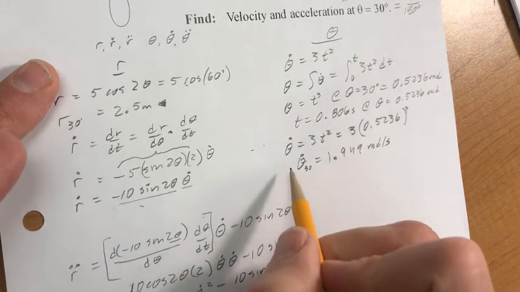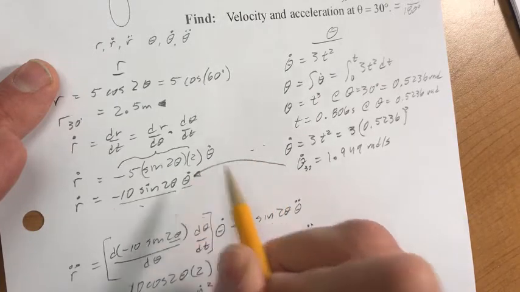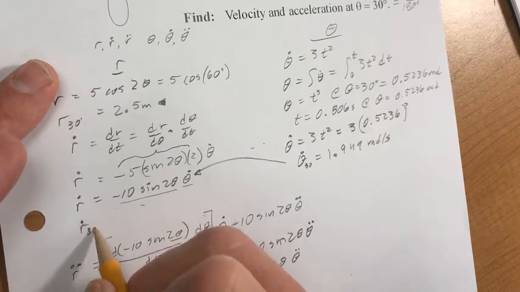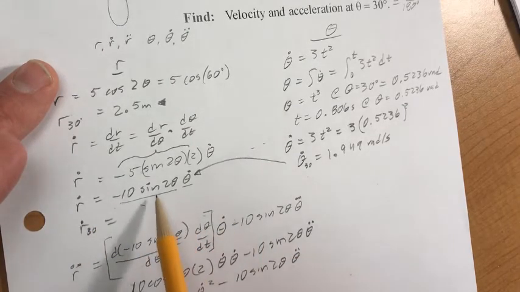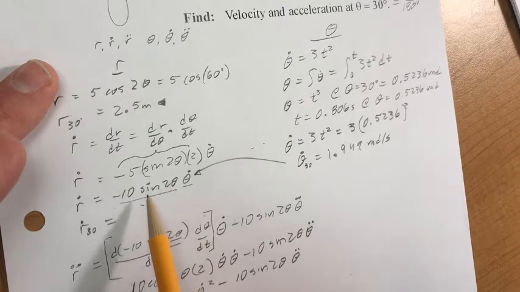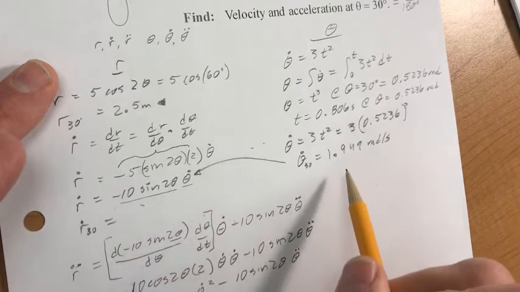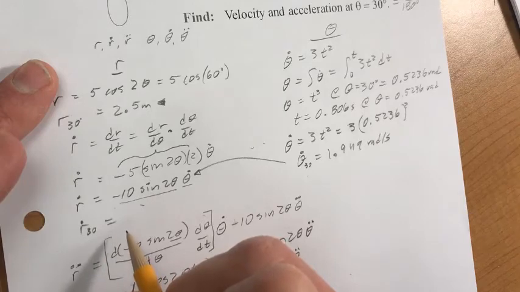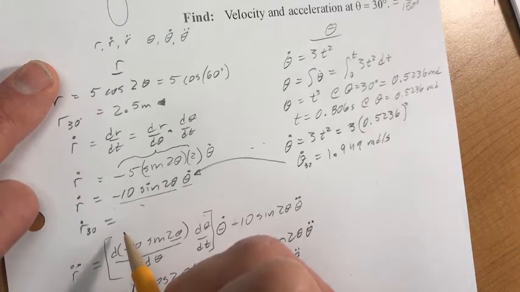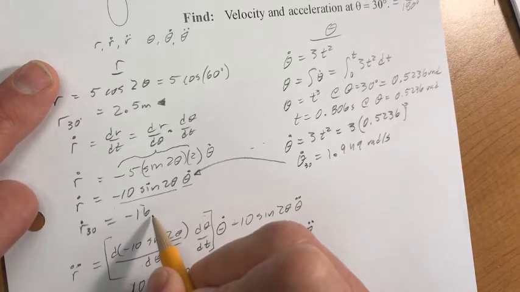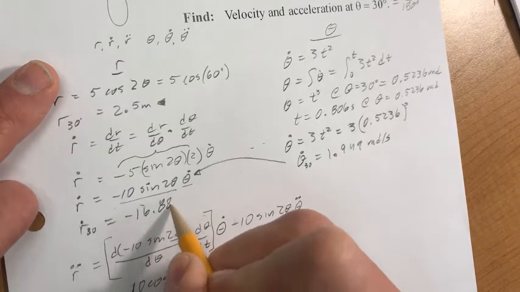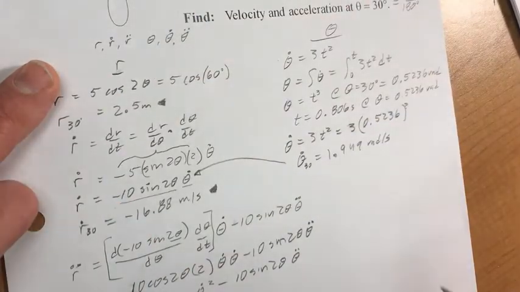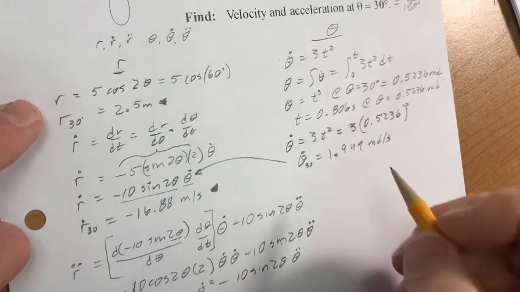Cool. Now we can plug that in over here and find out at 30 degrees r dot equals sine of 2 times 30, which is 60, sine of 60 times 10 times 1.949. The rate of change of the radius at 30 degrees is going to be negative 16.88 meters per second. That's another important number, so I'm going to put a little triangle. It's not the answer. Don't want to box it, but we'll need that to get the answer.